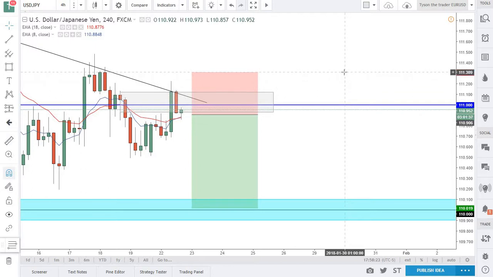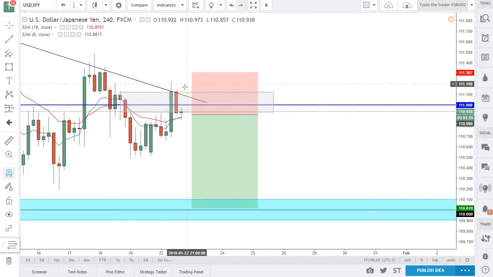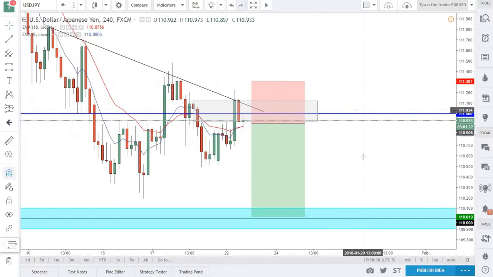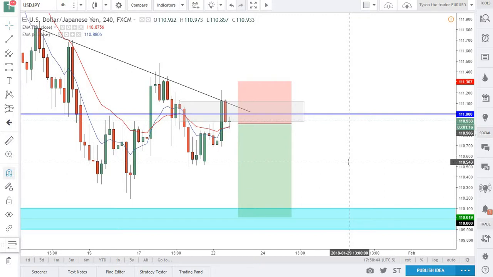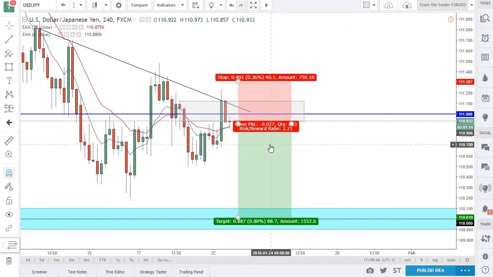Stop loss just above, it doesn't have to be extremely high. So if the market breaks above our descending trend line and closes, I'll know early that I was wrong on this trade and the market didn't cooperate. Now in terms of targets, we're looking at 110.19, and our stop loss is at 111.307. Our risk and reward is 1:2.21.